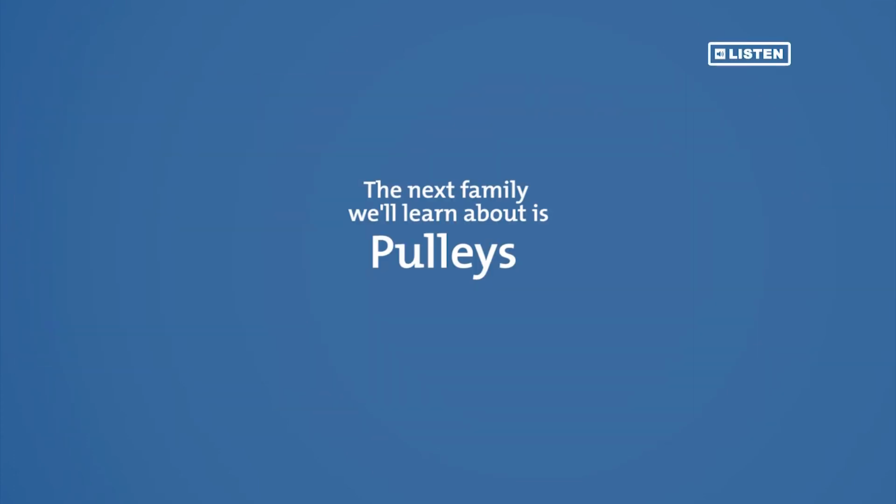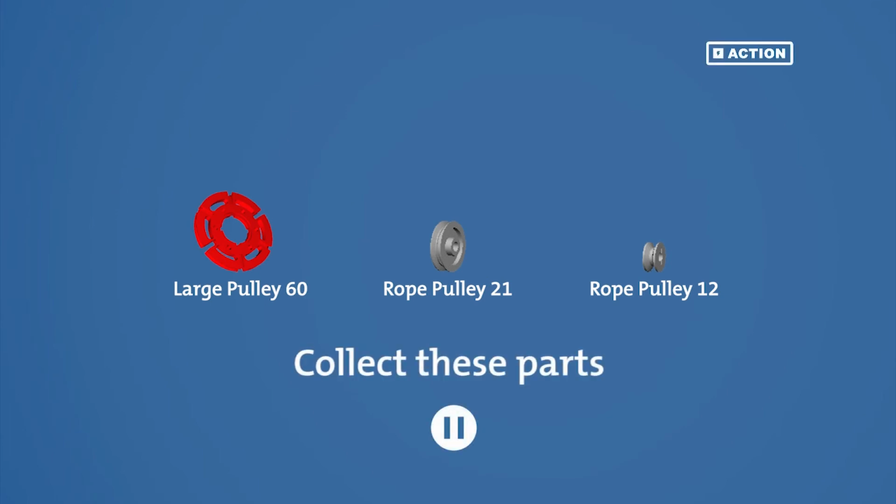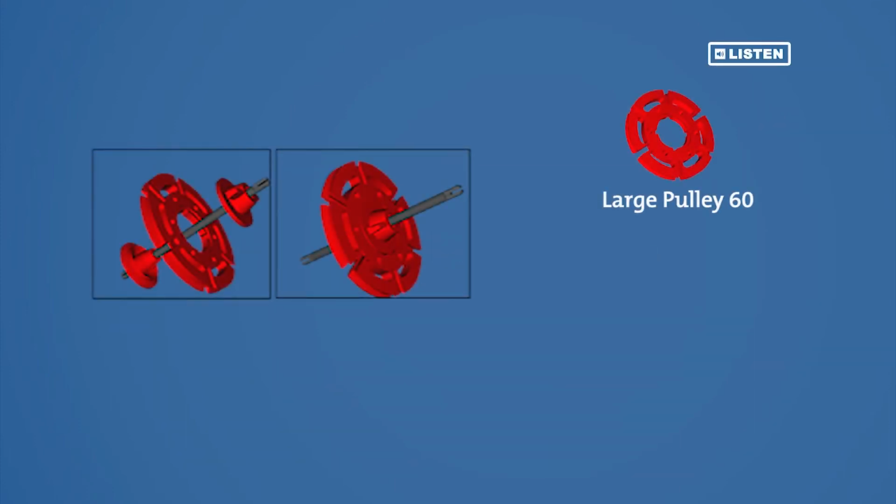The next family we'll learn about is pulleys. Pulleys are wheel-like parts with grooves. The engineering kit has the following pulleys. Can each group collect the following? Rope pulley 12, rope pulley 21, large pulley 60. Can each group connect the large pulley 60 to an axle?